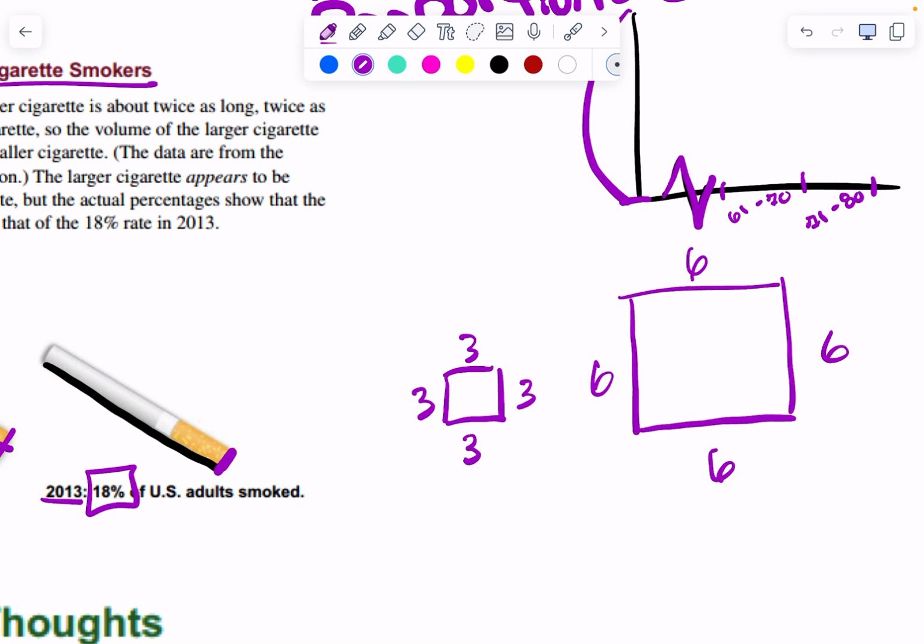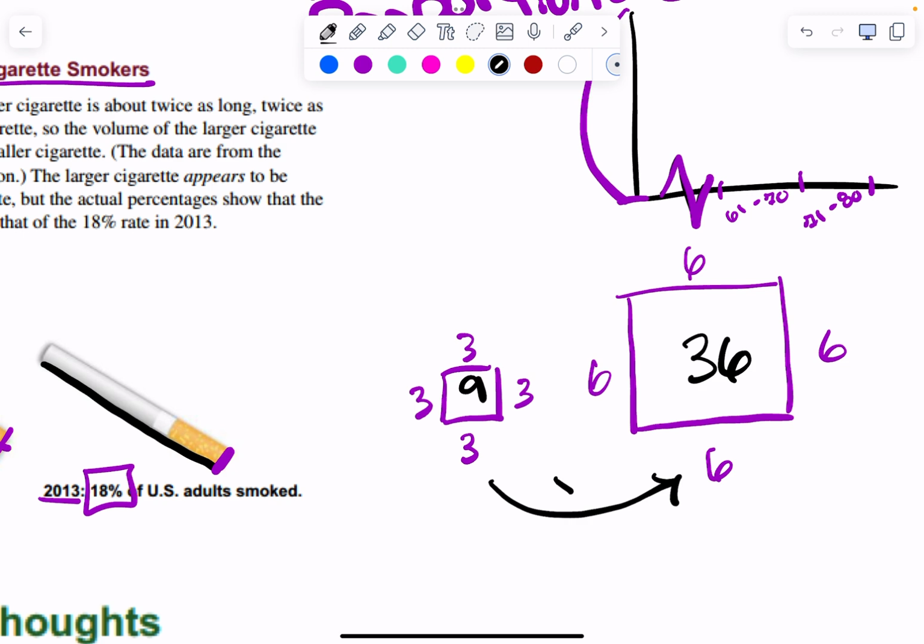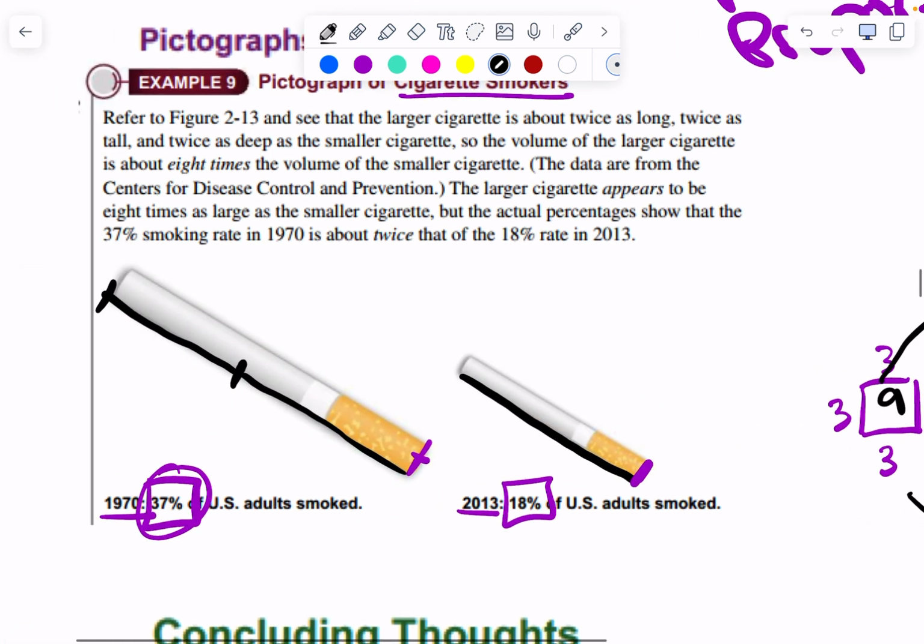Let's talk area, because your eyes are going to see this as an area. What's the area of this one? 9. What's the area of this one? 36. Even though I took this times 2, what happened to the actual area? It quadrupled, right? But visually, your eyes see that as quadruple, not double, even though I doubled all the sides. My eyes visually see this as an area, and it looks like this is way bigger than double what this is, because your eyes see it as two-dimensional.